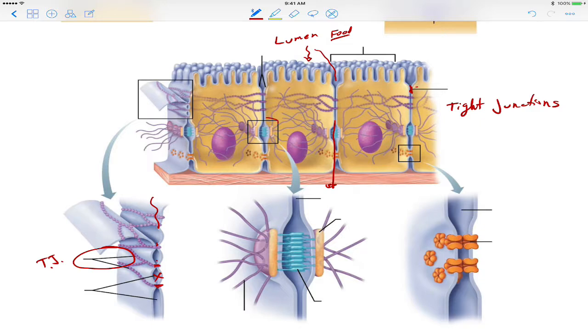Okay, the next kind of junction we have is with the square here, and you can see that we're zooming in down here at the bottom. This is called a desmosome. So the desmosome, let me write that down here for you, desmosome. The desmosome is an anchoring junction. It holds cells together. What it's actually doing is joining the cytoskeleton of one cell to the cytoskeleton of another cell. So we've got these long intermediate filaments here.